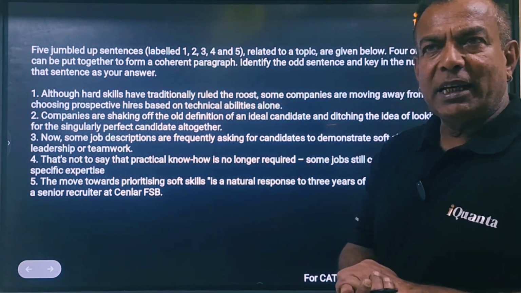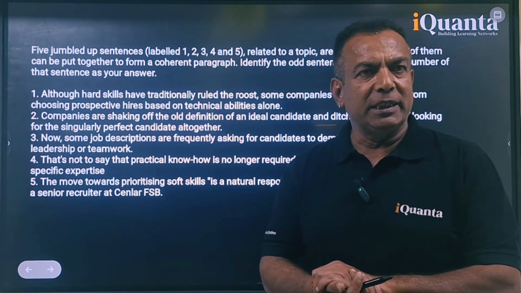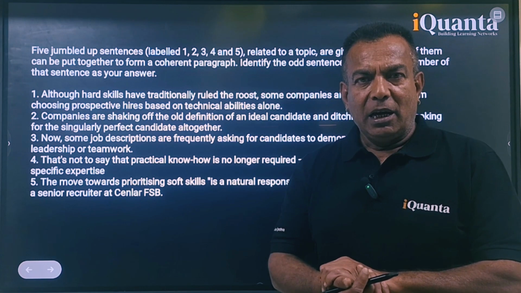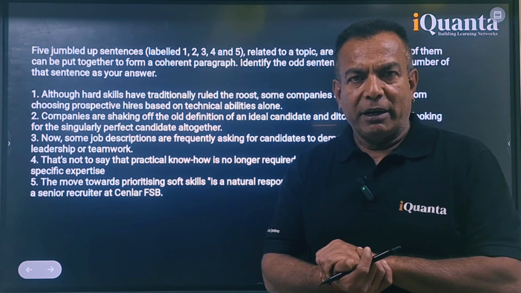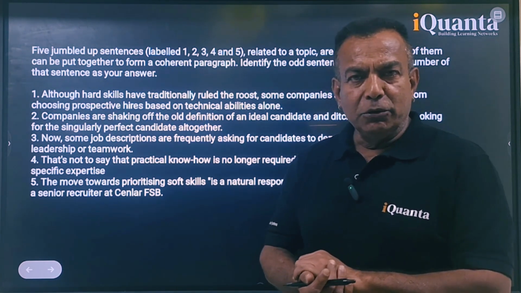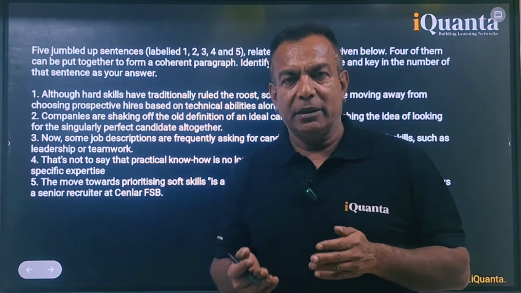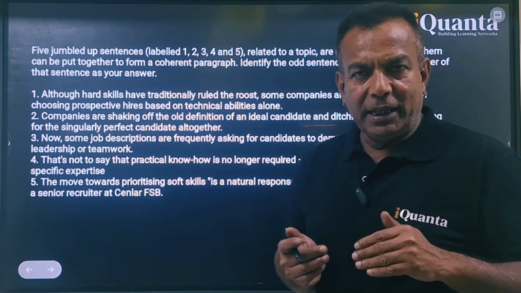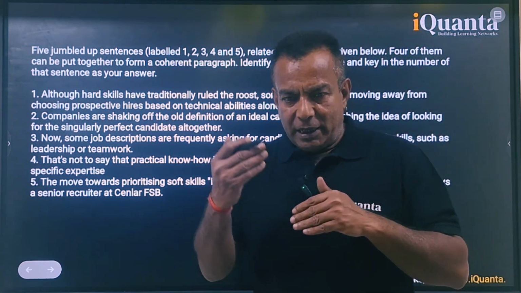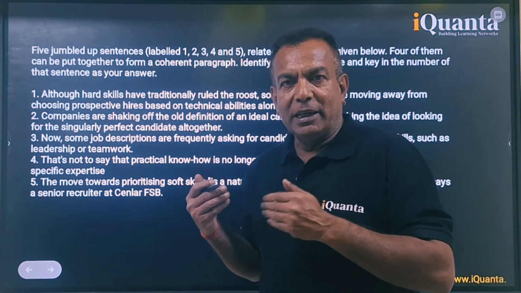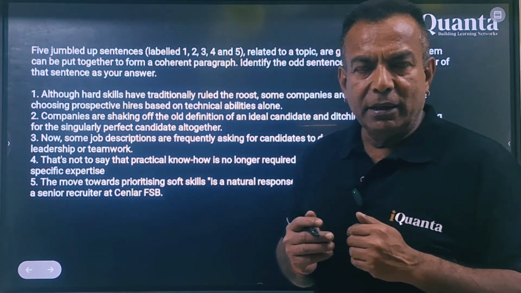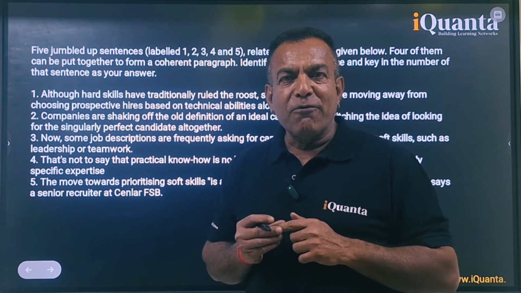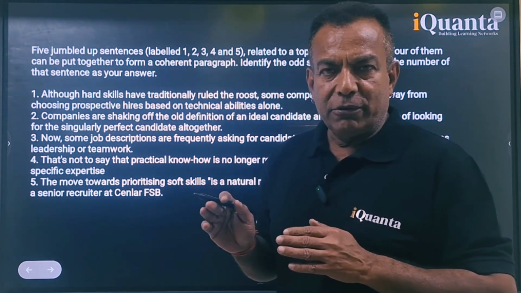In odd one out, you have 5 sentences, out of which 4 sentences come together to make up a paragraph, and they are coherent, lucid. That means easy to understand. उनको आराम से समझा जा सकता है. अगर वो 4 sentences साथ में आएंगे तो paragraph का एक fluid explanation होगा, एक उसका मतलब निकलेगा. जो 5वां sentence होगा, that is the odd one, that does not fit in that paragraph.